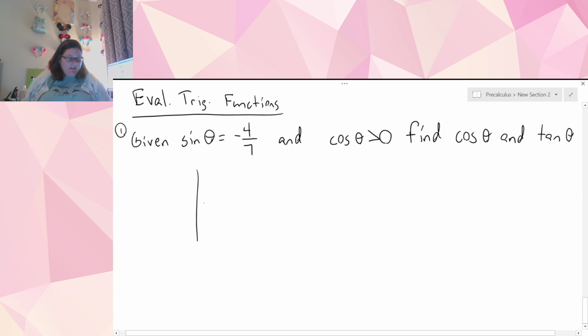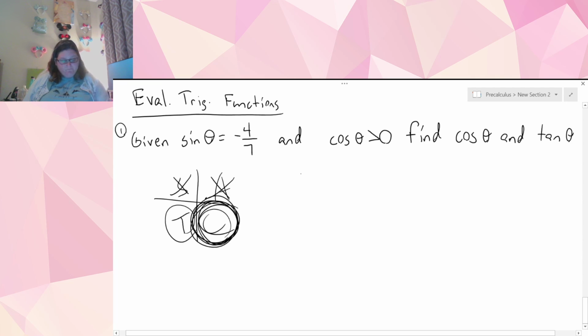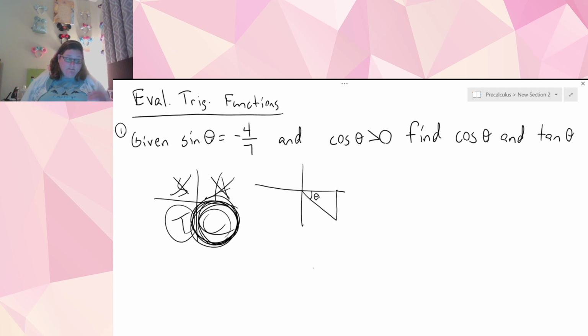Okay, so first thing I want to set up is CAST. Okay, I know that sine is negative, which means it can't be here and it can't be here, because that's where sine is positive. So I know we're either in this quadrant or this quadrant. And they tell me that cosine is greater than 0. Cosine being greater than 0 means I'm in this quadrant right here. So I'm going to draw my picture and my triangle of theta, okay? And my sine was negative 4 over 7.